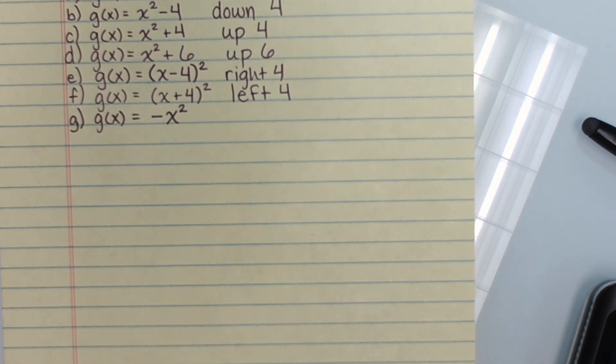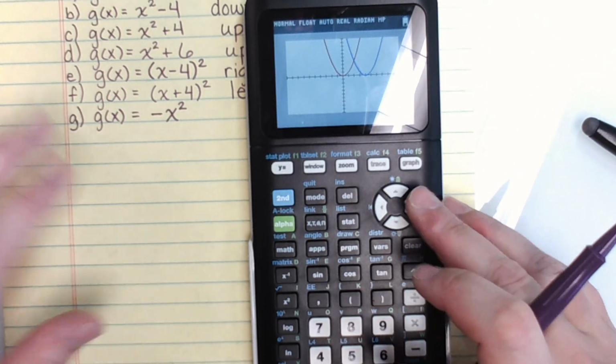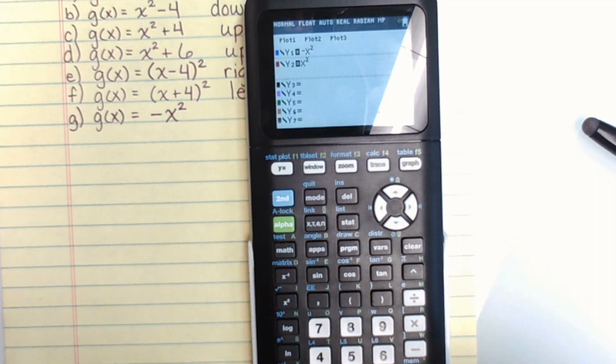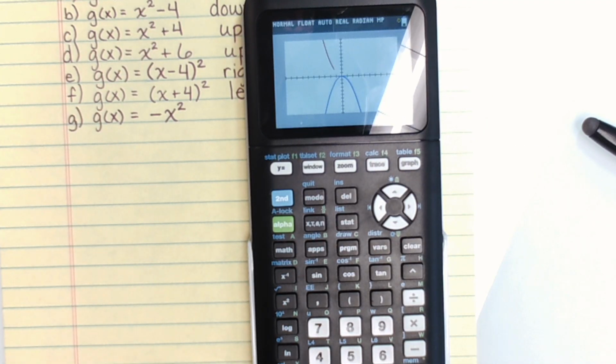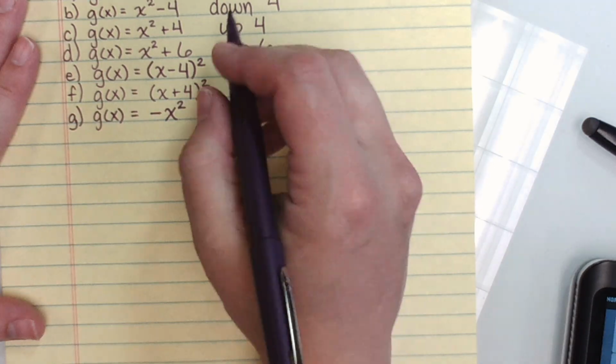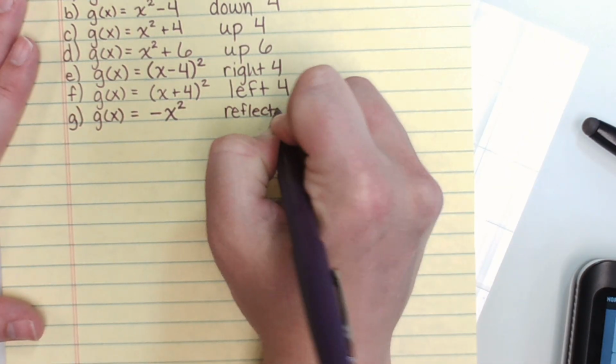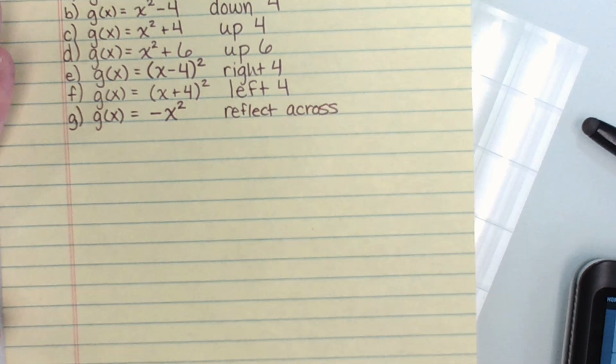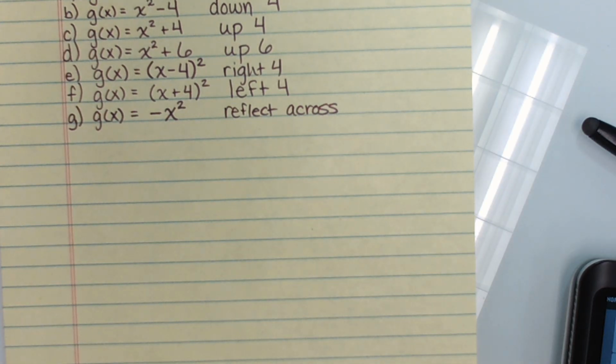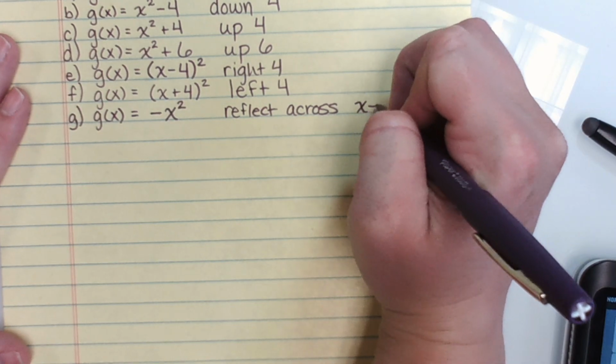What do you think will happen if I put a negative in front of it? Upside down? It will, if you do it properly. It flipped upside down. Specifically, it reflects across. Now, to flip from upwards to downwards, the line it's flipping across is the horizontal axis, in other words, the x-axis.